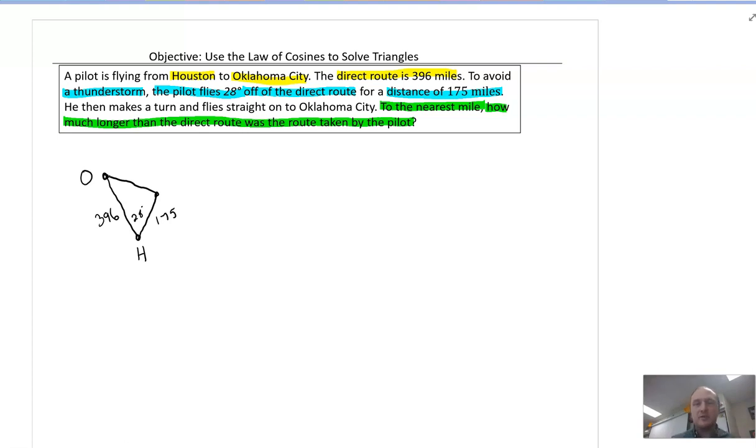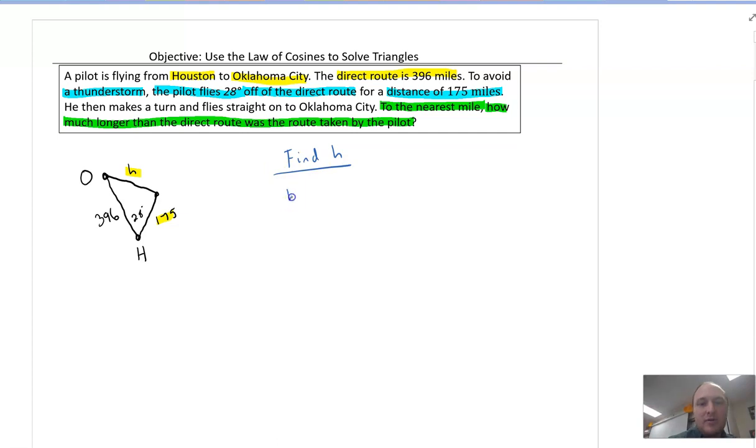So they want to know how much longer. We need to know 175 miles plus this given route here, which I'll call little h. So I have to add those together and then take those away from 396. So I have to find h. Now, it's not a right triangle. I don't know that, I mean, it could be, but doubtful. And I don't have a matching pair in sides. So what we're going to have to do is find h by using the law of cosines.